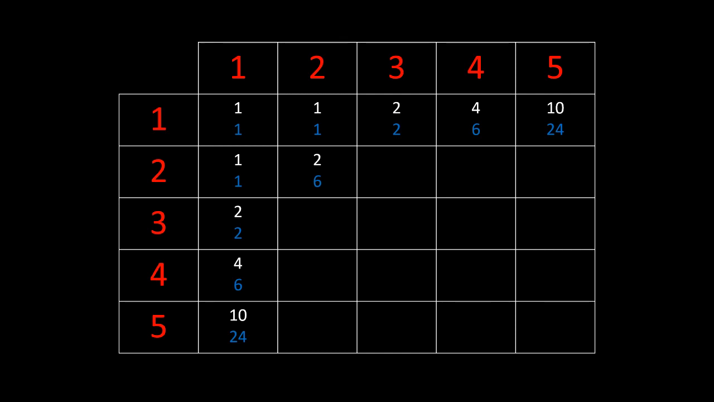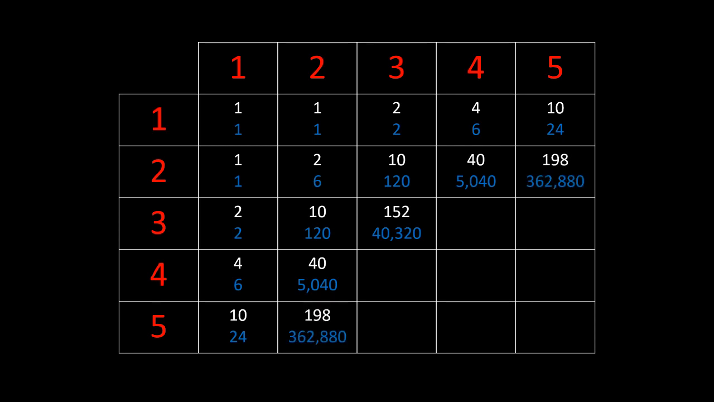The next is a 2x3 sheet, which has 10 solutions from 120 permutations. Then at 2x4, we have the answer from the previous video of 40 solutions from 5040 permutations. Slightly larger, at 3x3, we have 152 possible solutions from a little over 40,000 permutations. Going on to 2x5, we get 198 solutions from over 360,000 permutations.